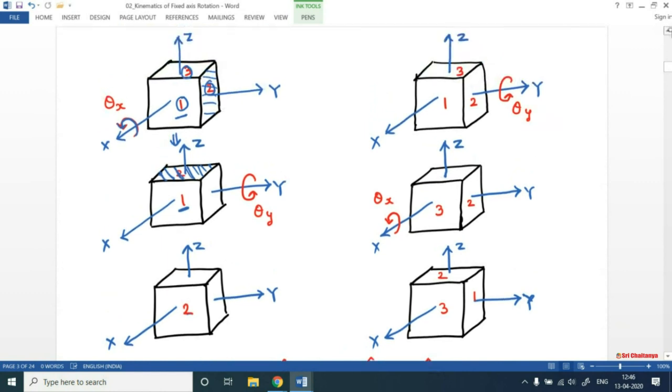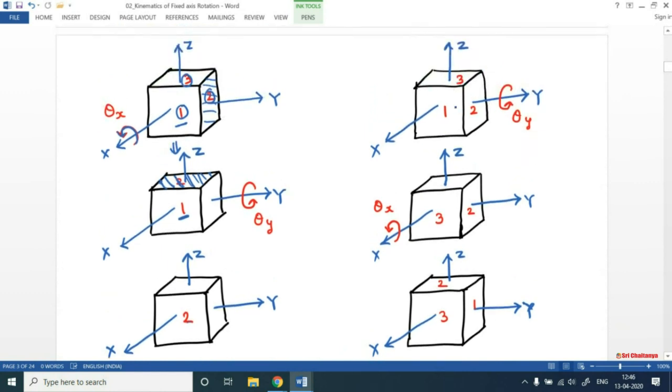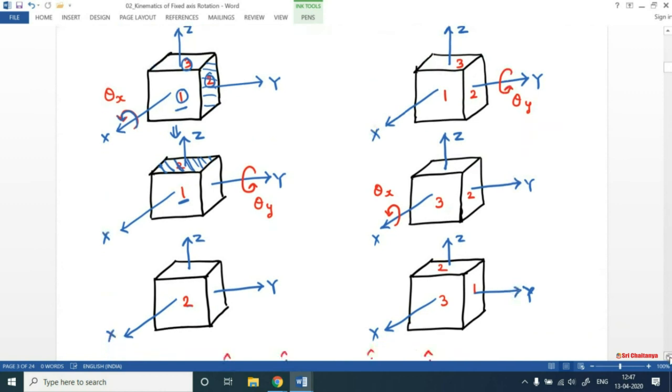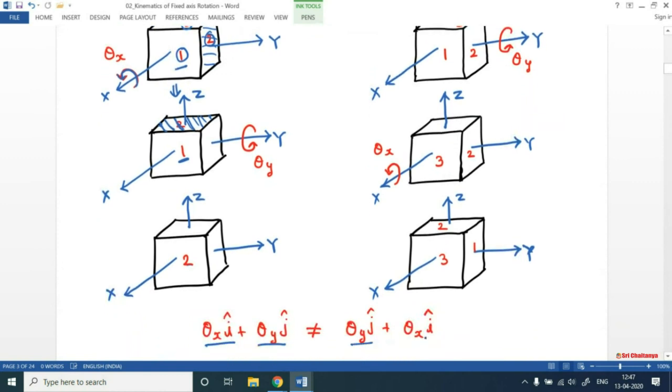And now let's invert the sequence. This time we start from the same initial orientation, but first we rotate by 90 degrees about the y-axis, so theta y is the angular displacement. From this orientation, after rotating by 90 degrees, it will become 1. So the upper face will come to the front, and the right face will remain at the right. So this would be the orientation. Then let's rotate about the x-axis by 90 degrees. Then the right face over here will come on the top, so this will become 2. So this displacement we can say is theta y j cap plus theta x i cap. Only the sequence of the rotation has been changed.